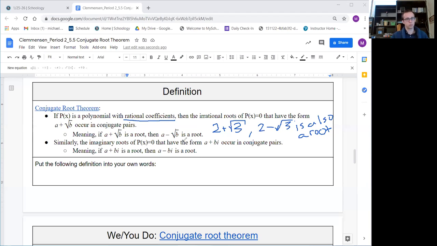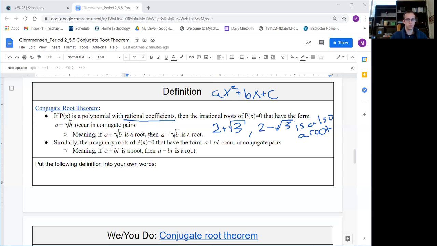All right. And so that's kind of what it's saying, is they have to be a pair for me to have rational coefficients. Remember, the coefficients are the numbers out front of my x's. So usually I have something like ax squared plus bx plus c. My coefficients are a, b, and c. And what it's saying is that these are just fractions or whole numbers. They're not square roots. They're not i's or anything like that.